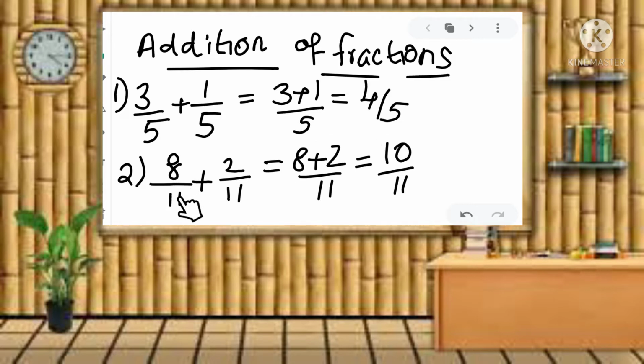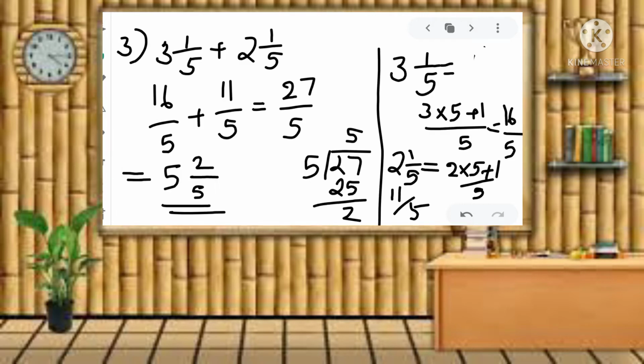Another example, 8 by 11 plus 2 by 11. 8 plus 2, 10. 10 by 11. Then next, if mixed fractions are there, what we want to do? Mixed fractions. It is 3 1 by 5 plus 2 1 by 5.